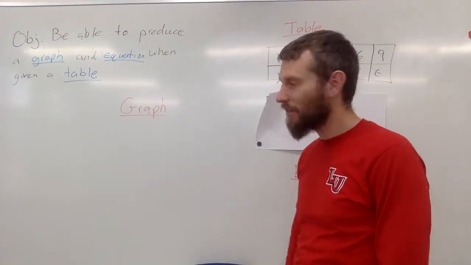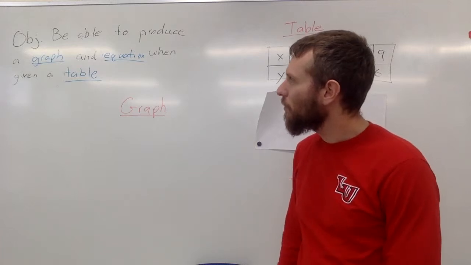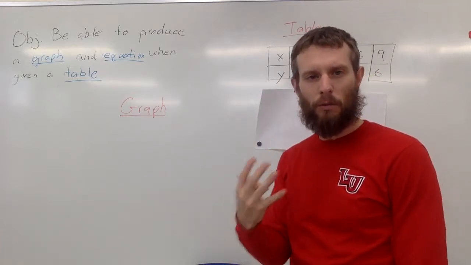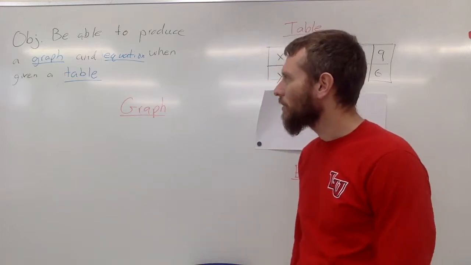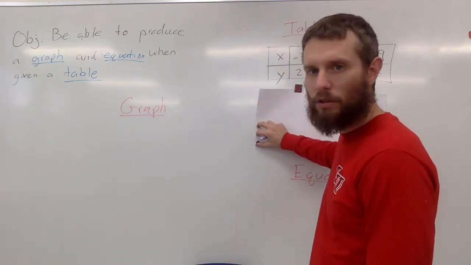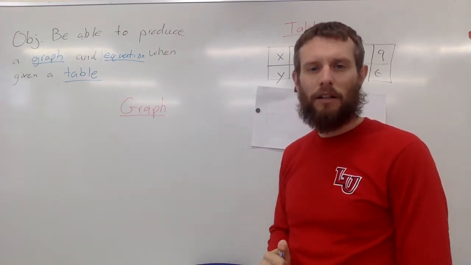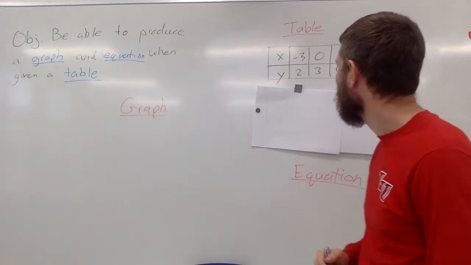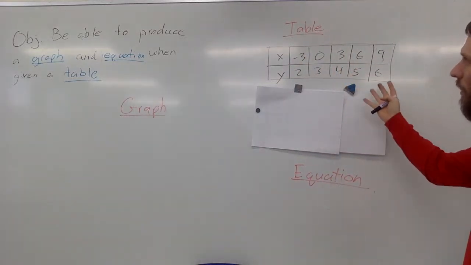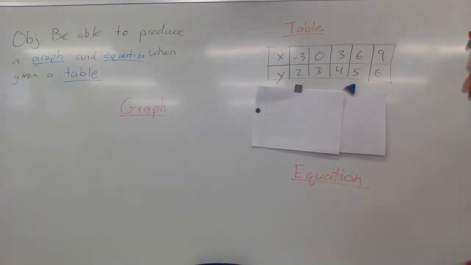Okay, this is the last in a three-part series, I suppose, on being able to, when given a graph or an equation or table, given one of those, produce the other two. So this one is, if you're given a table, to be able to produce the graph and the linear equation. Okay, so I have a table here, and again, the more you do these, the more you see how these three all relate to each other.